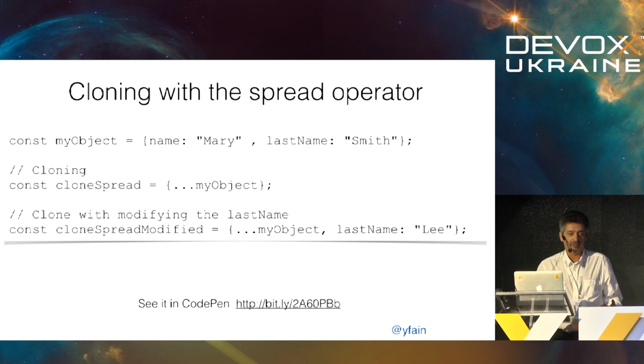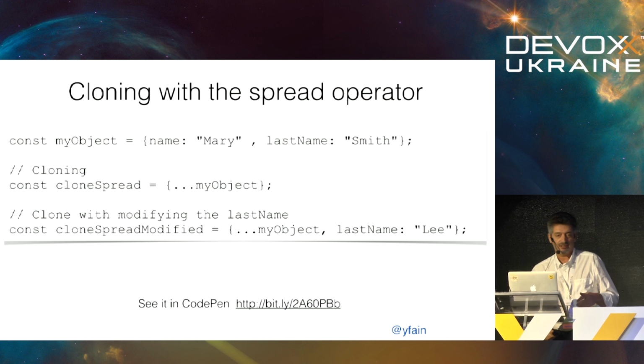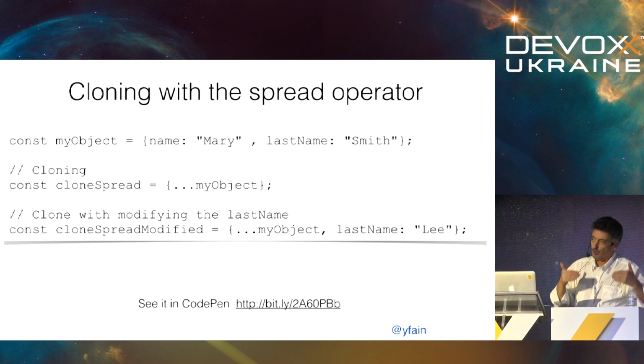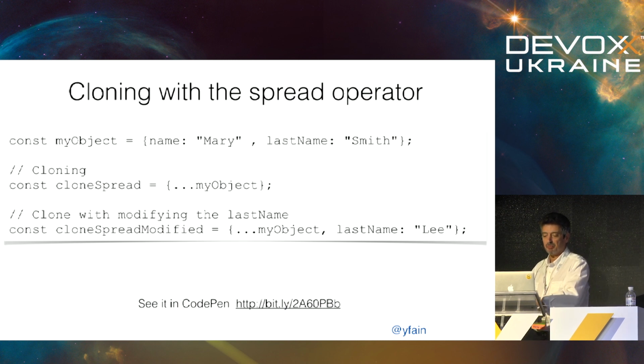Another example, cloning. If you want to clone an object using spread operator, it's easy. As a matter of fact, there is the older way, I don't show it over here, but the older way would be to use a special function, object.assign, would also clone. But this syntax is more simple.